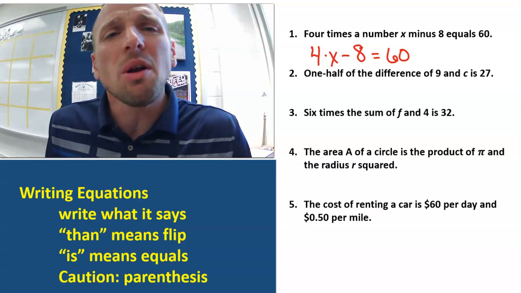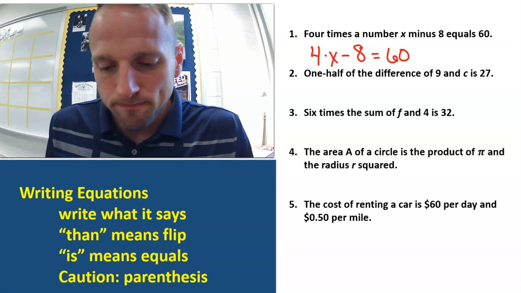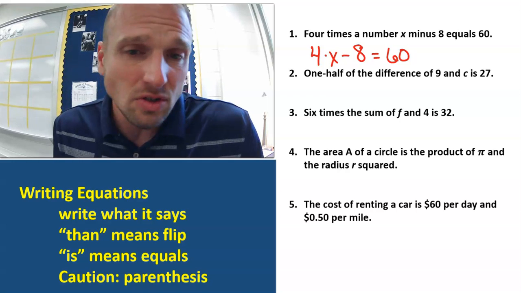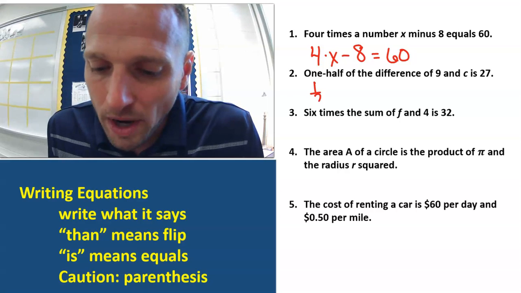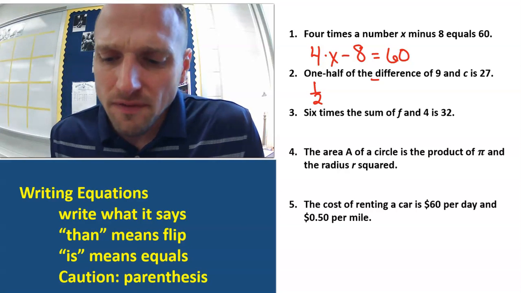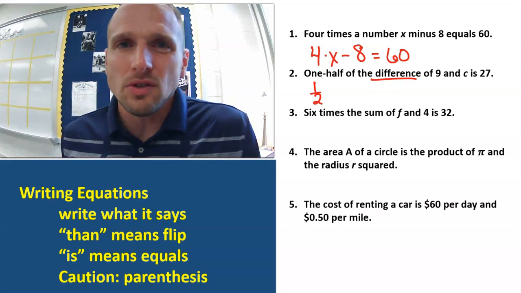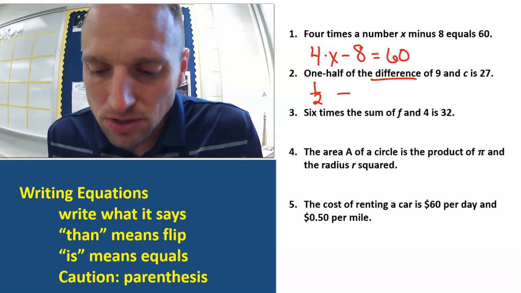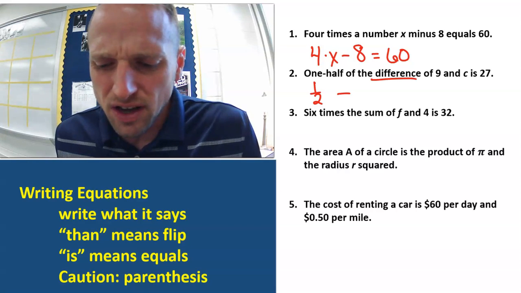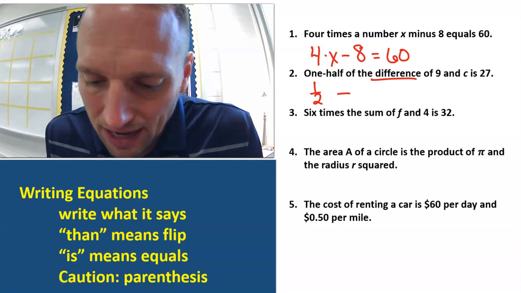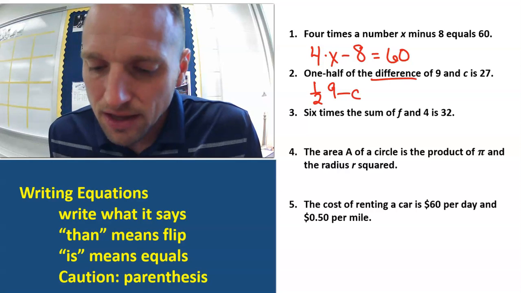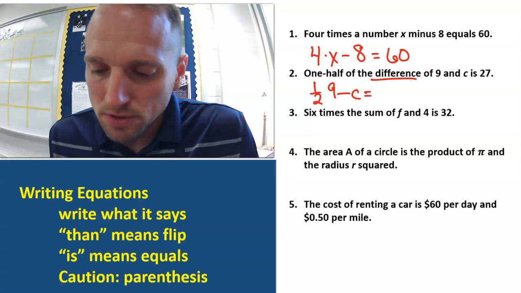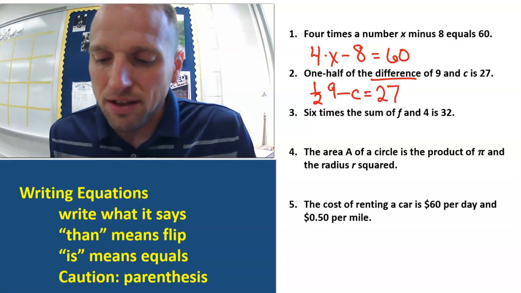Now you're probably saying, but Mr. Holsapple, this is going to get harder, and it will. Let's do number 2. 1/2 of the difference of 9 and c is 27. So let's just write down what it says. 1/2 of the difference. Difference means subtract. So we're going to take 1/2 times the difference. Difference of what? Well, it says 9 and c. That's what the difference is. Is means equals, and then we've got 27.